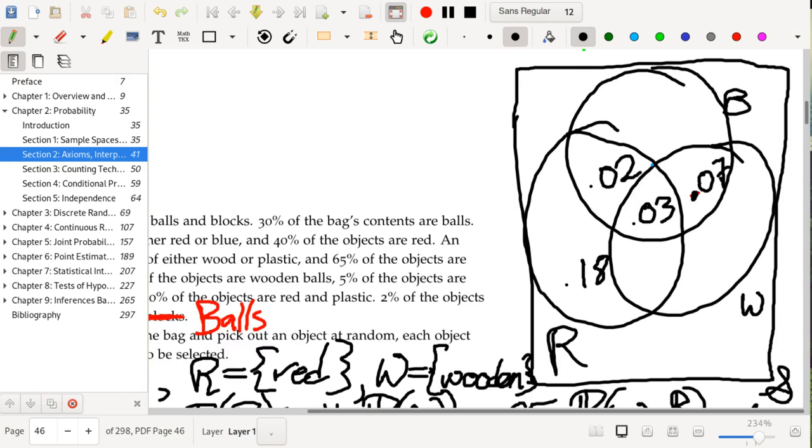What about, let's see. We've got wooden balls, red plastic things. What else have we got? Well, we've got the probability of balls, which is going to be 0.3. Balls corresponds to this blue region, and we've already got 0.12 of the area accounted for. The total area needs to be 0.3, so for this remaining sliver, we have 0.18 for its area. Okay.